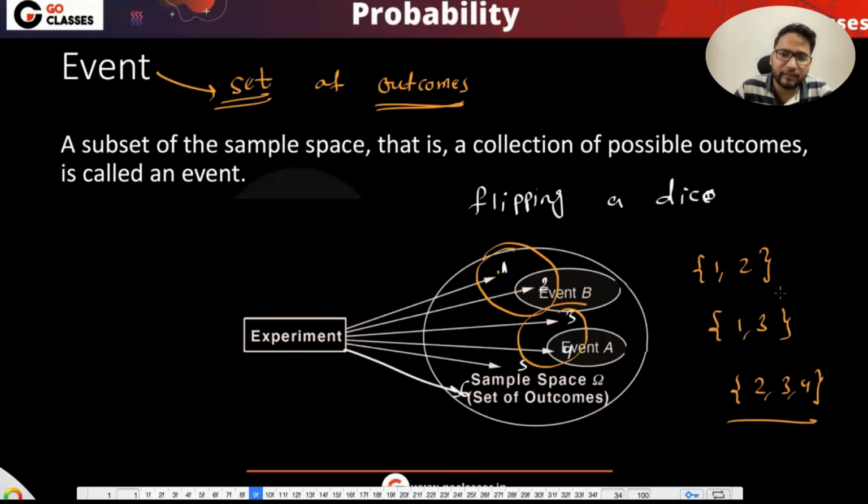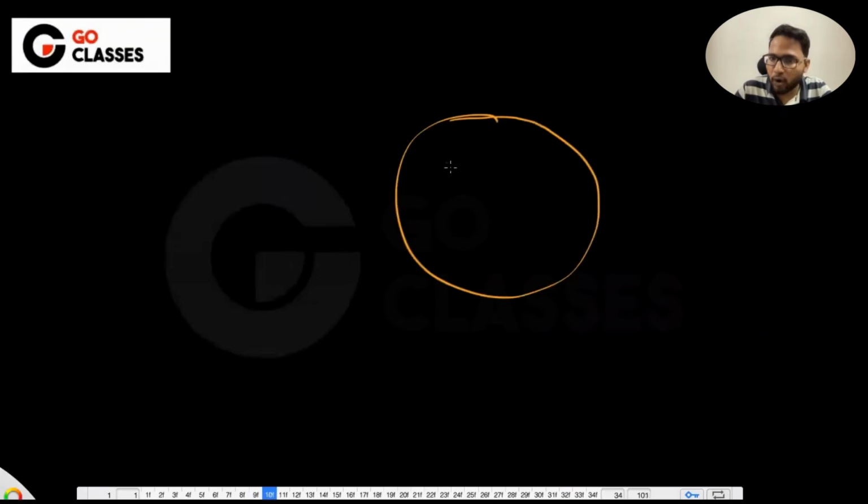Okay, so this is an event. This is an event. This is an event. Now you are getting the picture of what is happening. Sample space is the set of all possible outcomes. So here you might be having all possible outcomes. This is the set of all possible outcomes.